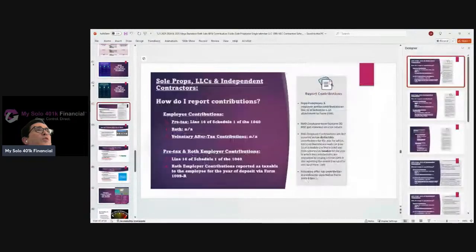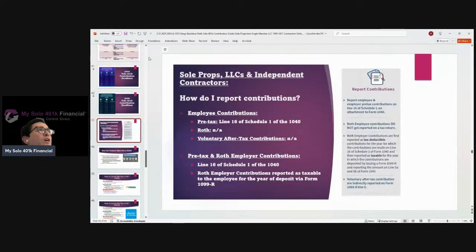It's going to be easier to read here. Okay, great. So how do I report contributions?